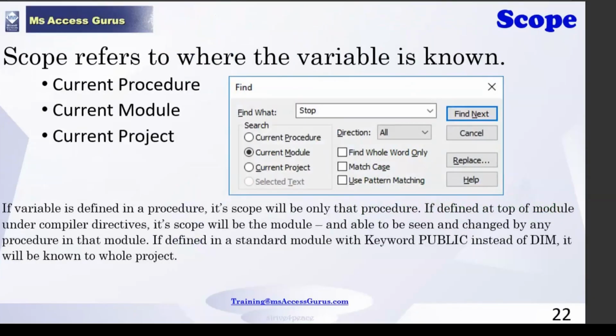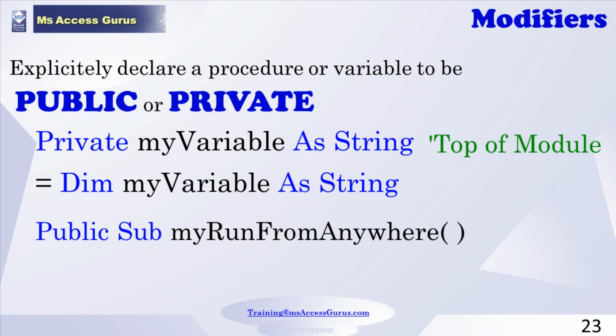Scope refers to where a variable is known. So it could be the current procedure, the current module, the current project. If it's defined in a procedure, it kind of is where it's defined and also how it's defined. You can explicitly declare a variable to be public or private. And Private myVariable As String is actually the same thing as Dim myVariable As String. If you want something to be public, so it's known all throughout the project, you can preface it with the word Public. If it's in a class module, there are still things you have to do to reference it.